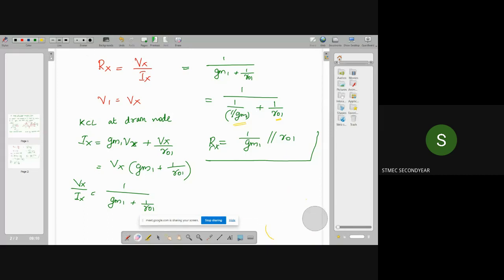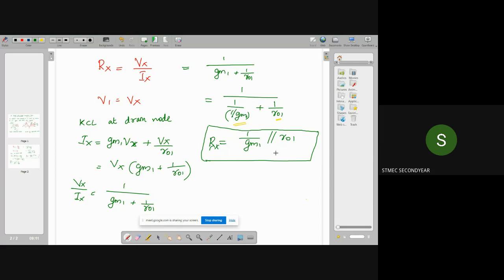So we can say this is the effective resistance offered by the diode connected NMOS load. Okay, Rx equal to 1/GM1 parallel R01. So this is the effective resistance offered by the diode connected NMOS load.